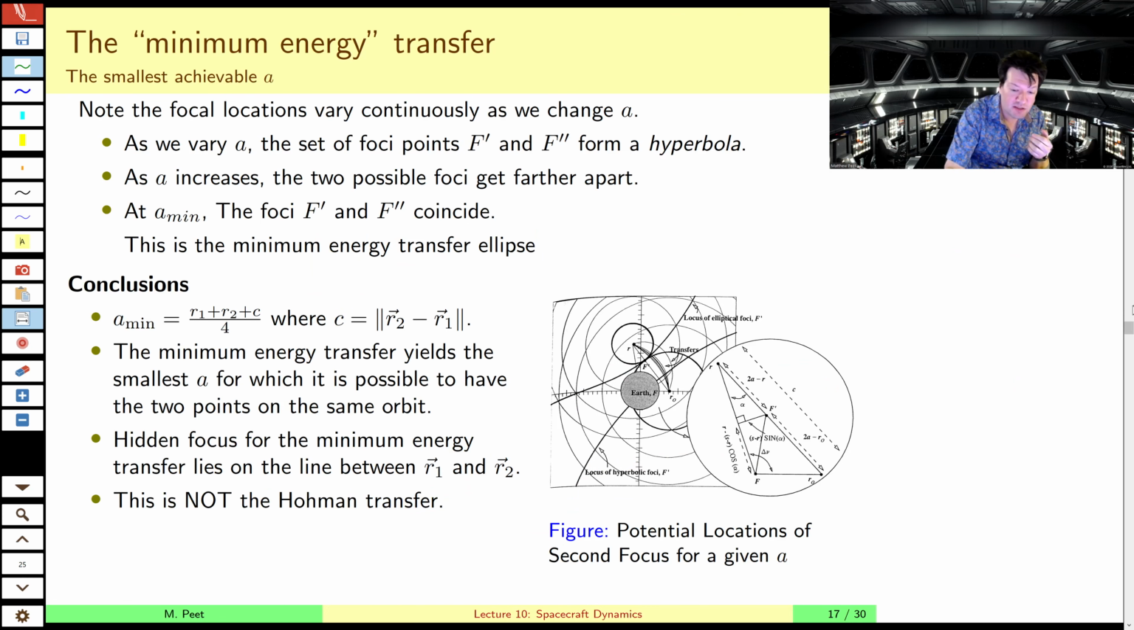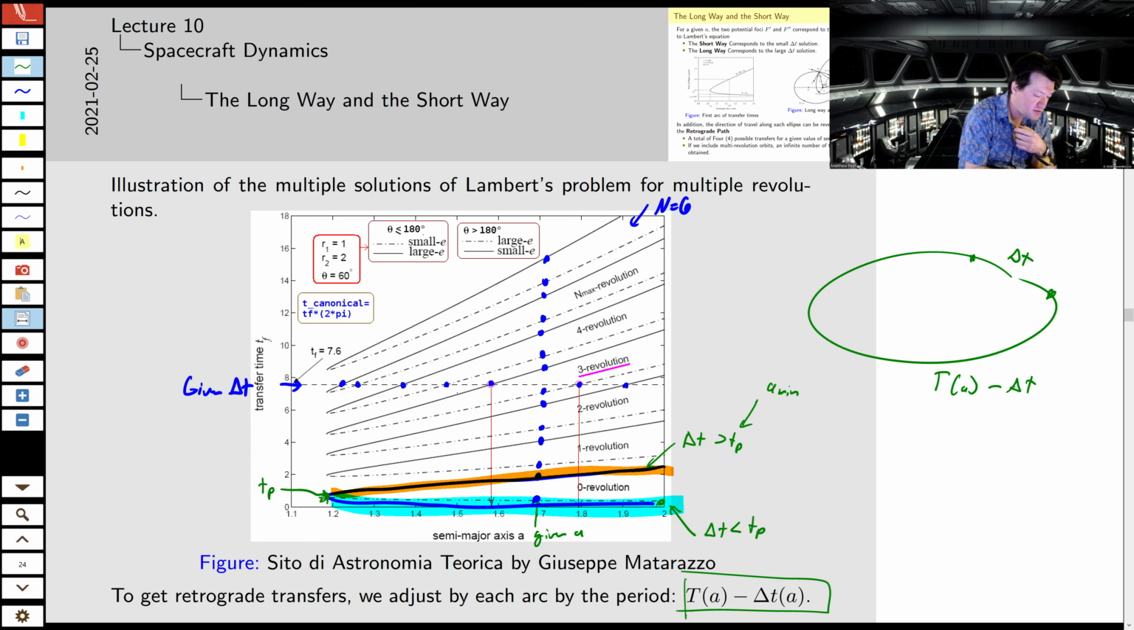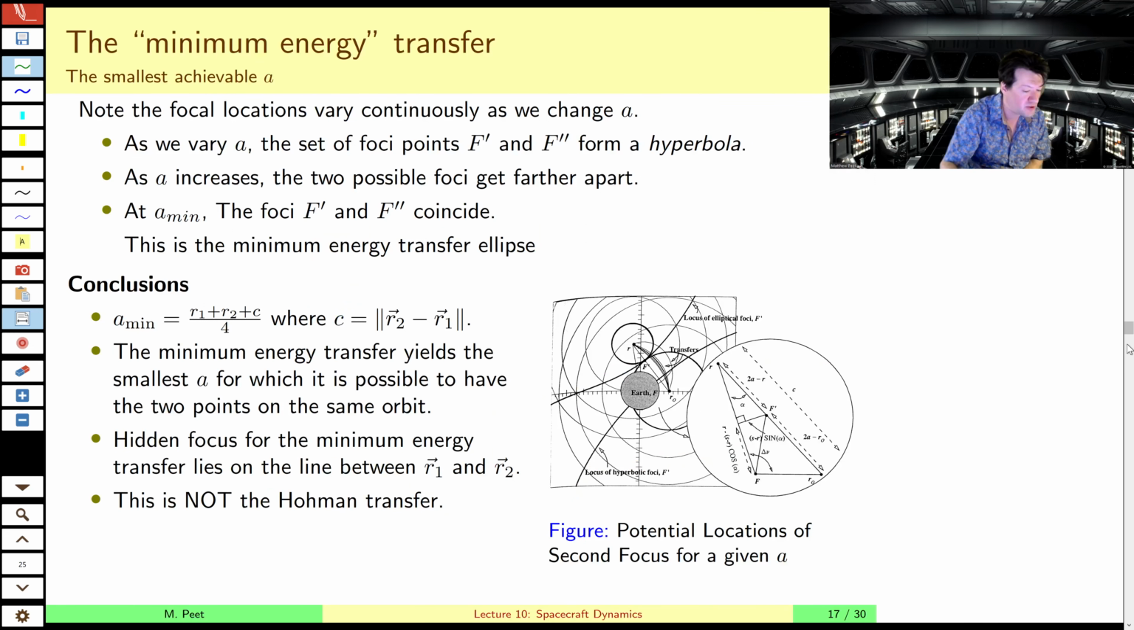So okay, let's examine the question I posed, which is, what is this point right here? This is the point where there's only a single arc, or where there's only a single solution for t for a given a. So what does that point correspond to? Let's go back to the geometry of the transfers a little bit, and examine what happens to these transfers as we continuously vary this parameter a.